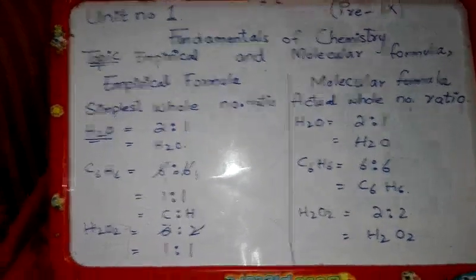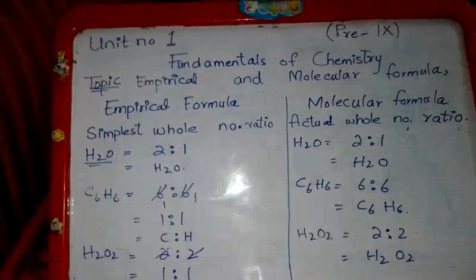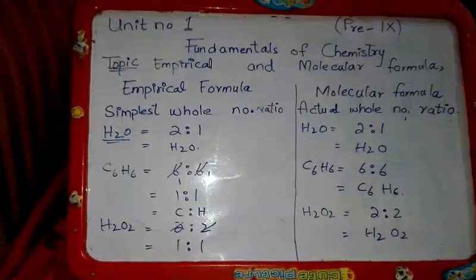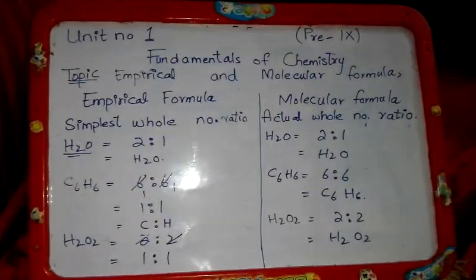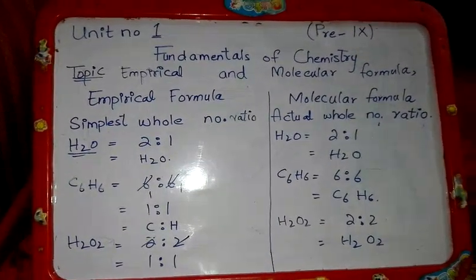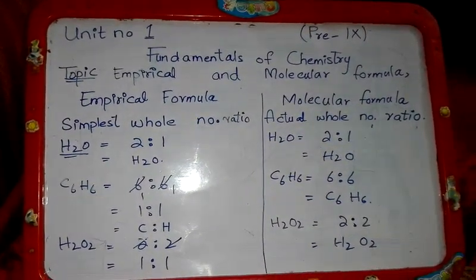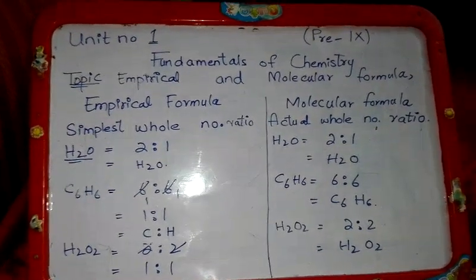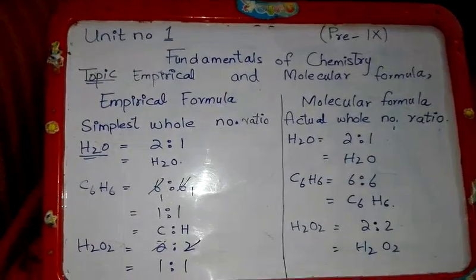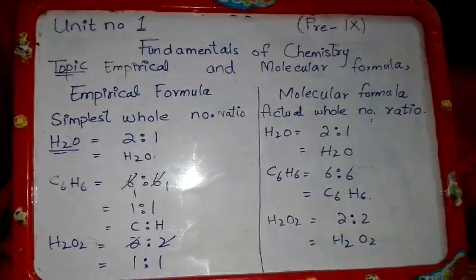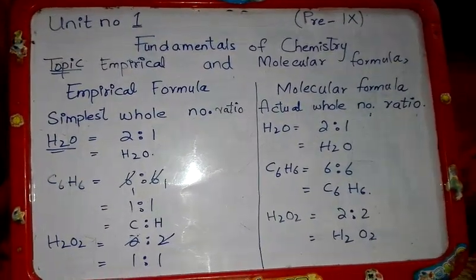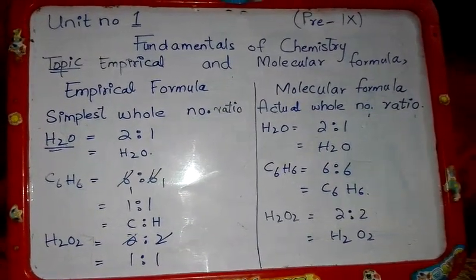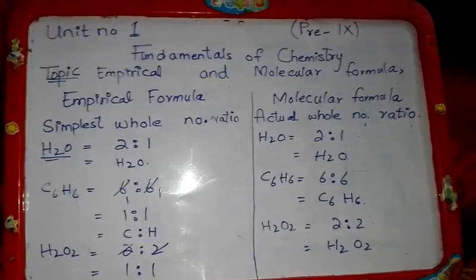Alright class, I have given you 3 examples for the understanding. I hope you have understood what I am actually talking about, empirical and molecular formula. So let me repeat once again. Empirical formulas are the simplest ratio. We divide or multiply by a similar number to make it simpler. Whereas in molecular formula, we do not do such effort. We leave it as it is and write down the actual numbers given in your question.